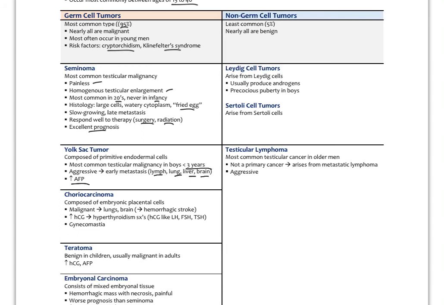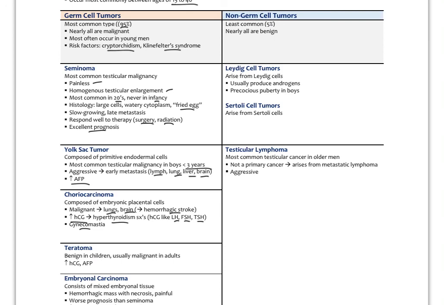Choriocarcinoma, this is composed of embryonic placental cells. Very malignant, goes to the lungs and the brain, can induce hemorrhagic stroke. And here there's an increase in HCG. Remember, this is a placental hormone. HCG acts like FSH, LH, and TSH, so it can stimulate all those receptors, and so it can induce hyperthyroidism symptoms, and can also cause gynecomastia.